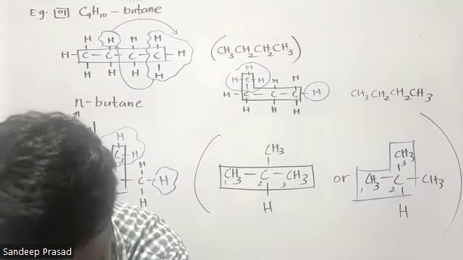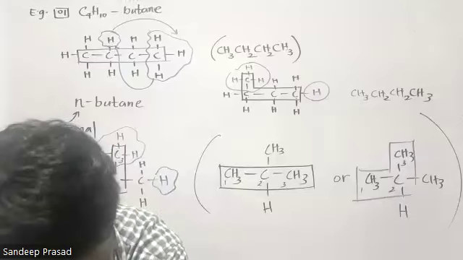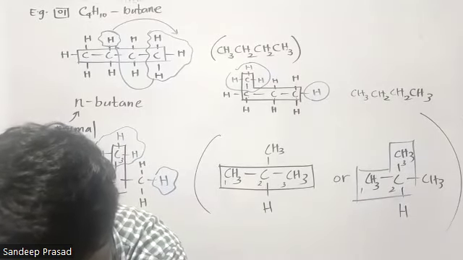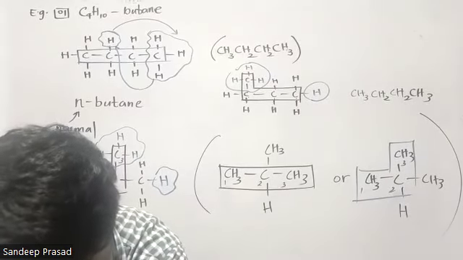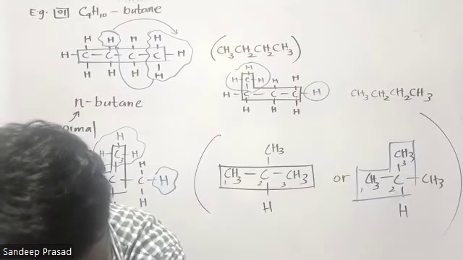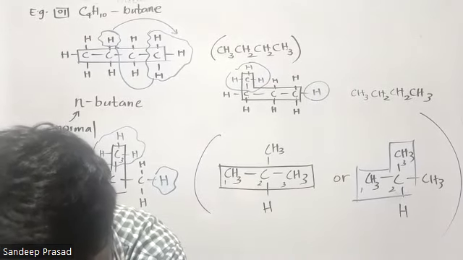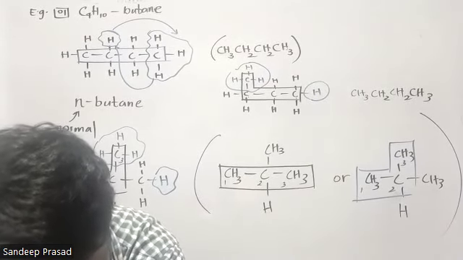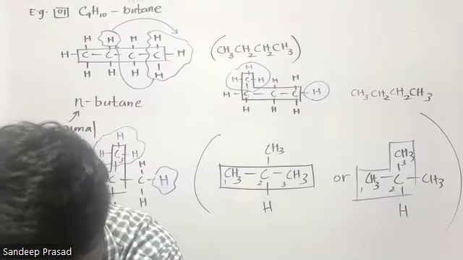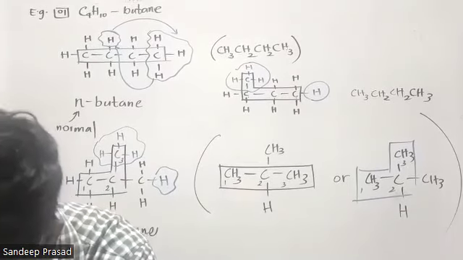Yeah, only two structures. Only two structures for butane. So that means if we draw more than two structures for the pentane, it obtains the same structure as its isopentane.